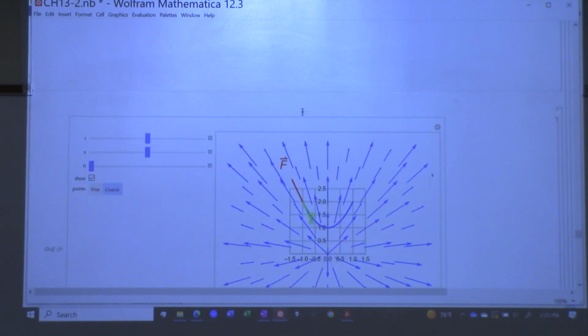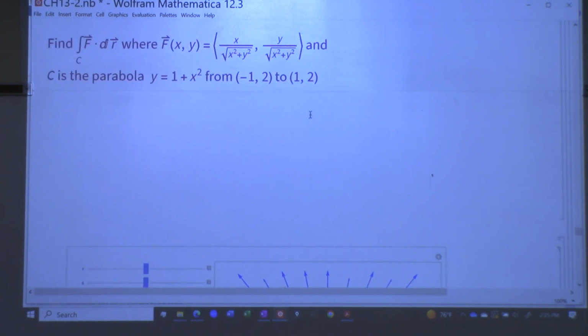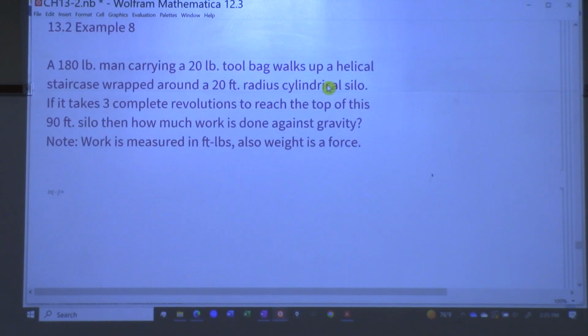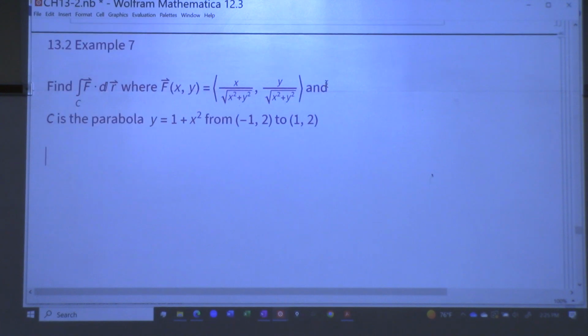What do we got here? That looks terrible, doesn't it? Yeah. What's that? This should be the last problem. We ran out of time.